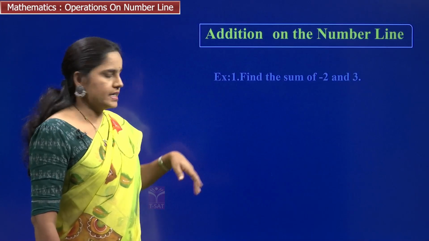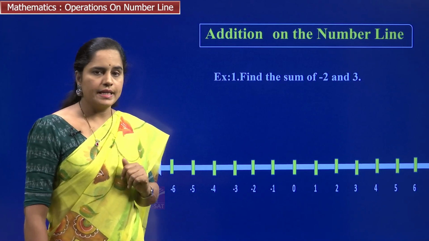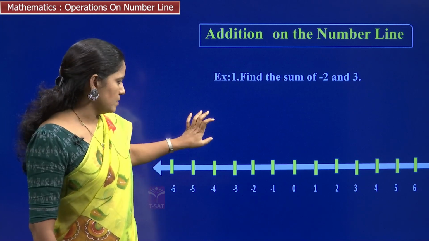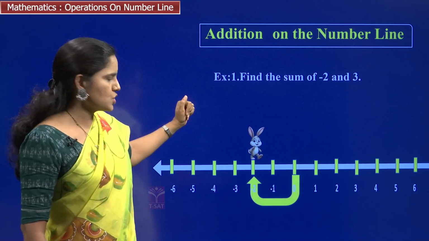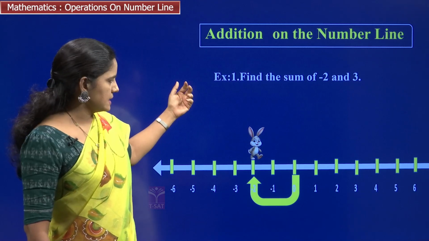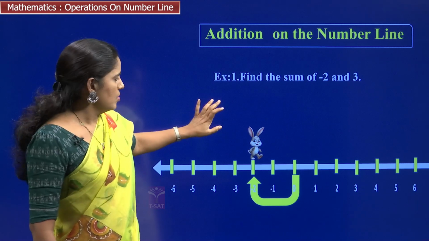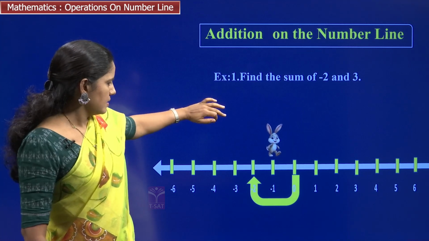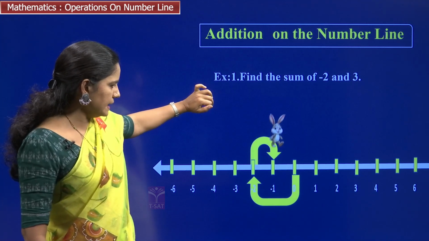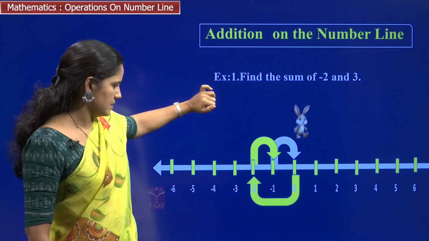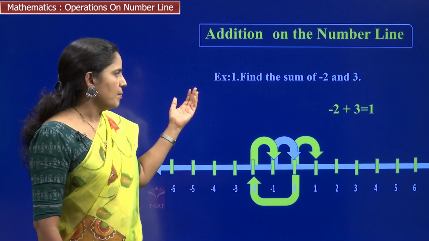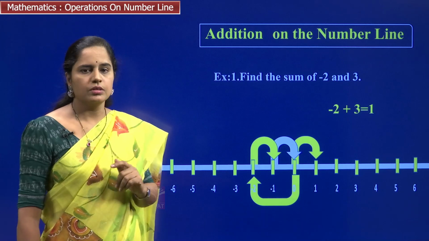And next, let's see another example. Find the sum of -2 and 3. For this problem, first we go to -2 and next move 3 steps to the right, as we are adding positive 3. Now we are at 1. Therefore -2 plus 3 is equal to 1.